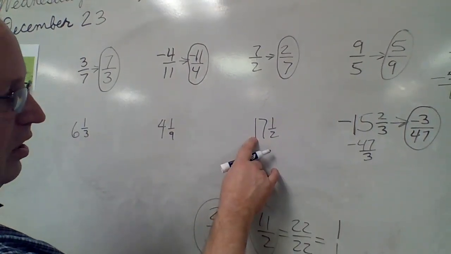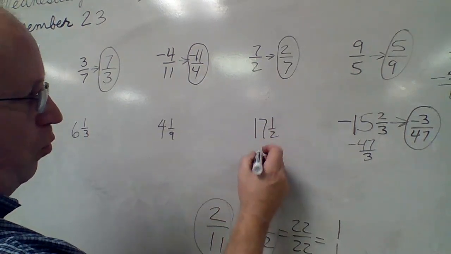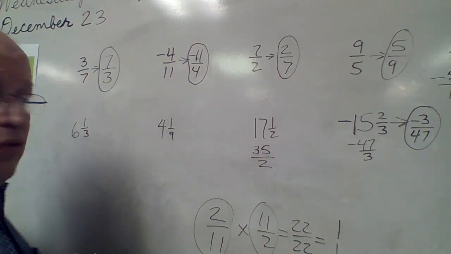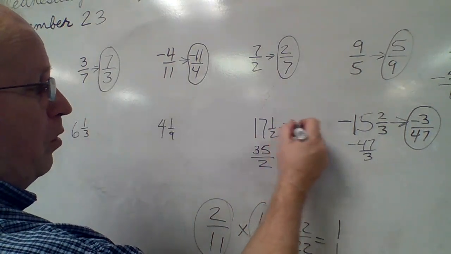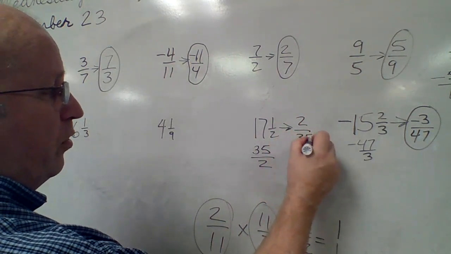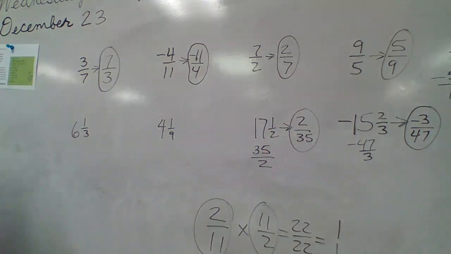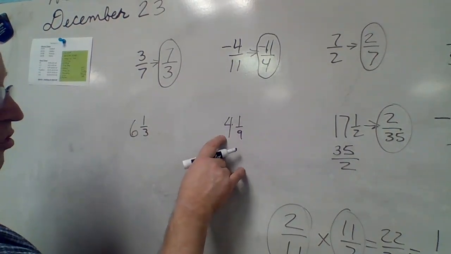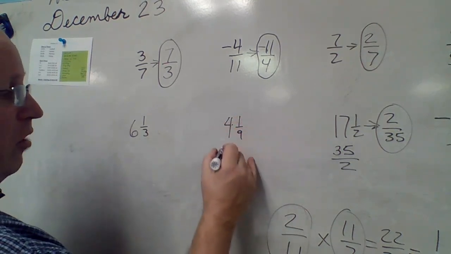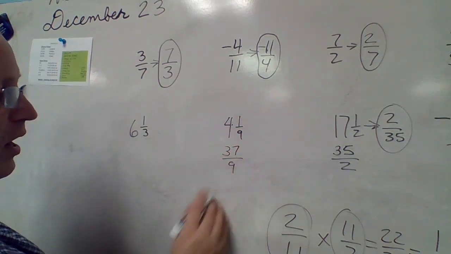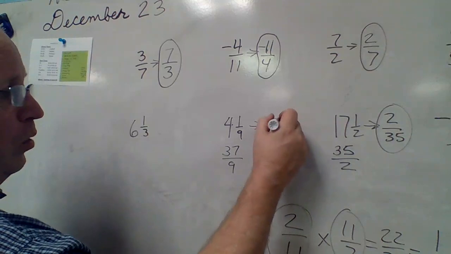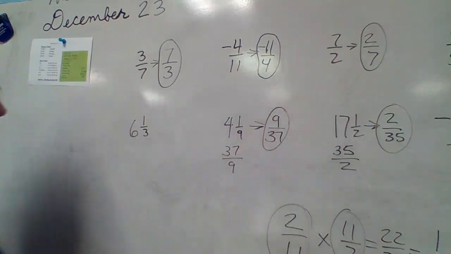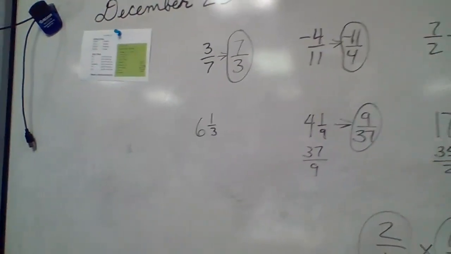Let's try it with this next one. 2 times 17 is 34. 34 plus 1 is 35 over 2, right? 35 over 2, so the reciprocal would be 2 over 35. How about this next one? 9 times 4 is 36. 36 plus 1 is 37 over 9. So the reciprocal would be 9 over 37, wouldn't it? And finally, this last one.